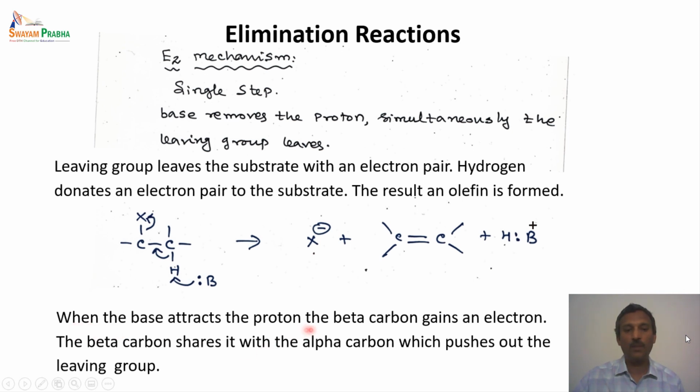So basically when the base abstracts the proton, the beta carbon gains an electron. The beta carbon shares it with the alpha carbon, which pushes out the leaving group. So once this carbon gains the electron, it shares the electron with the neighboring carbon, and because of that this carbon pushes the leaving group to leave with its bonded pair.